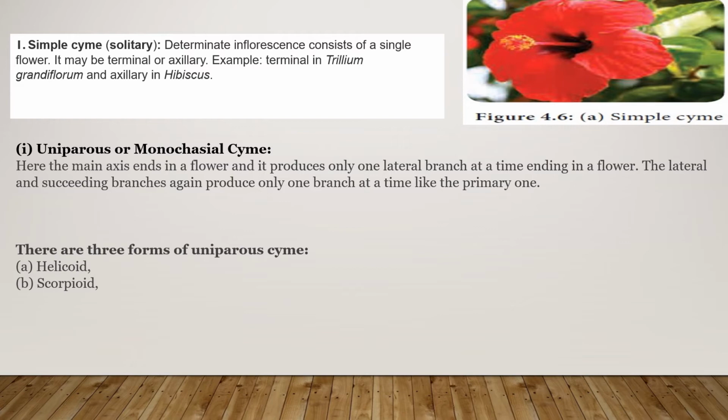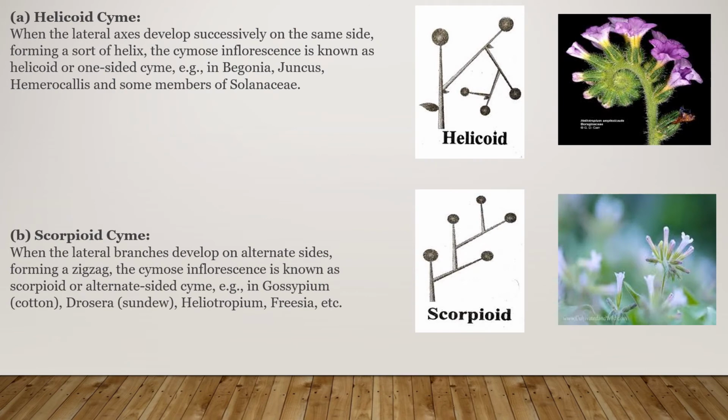Coming to the second type of inflorescence, what we call uniparous or monochasial cyme. Here the main axis ends in a flower, and it produces only one lateral branch at a time, ending in a flower. The lateral and succeeding branches again produce only one branch at a time, like the primary one. And these uniparous or monochasial cymes are of two types, helicoid as well as scorpioid cyme. So, helicoid cyme.